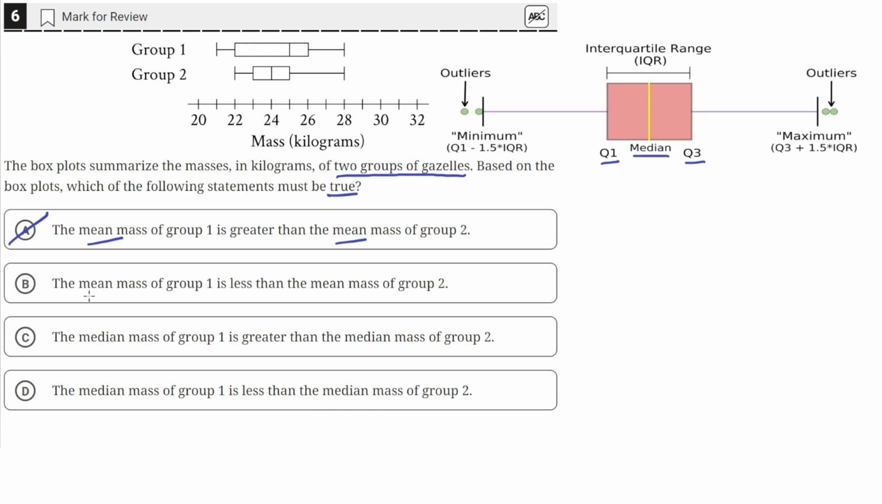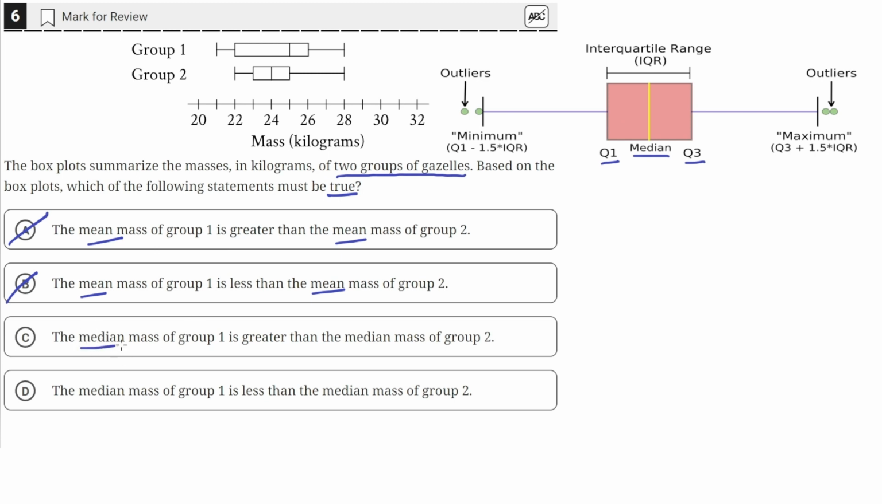Answer choice B says the mean mass of group 1 is less than the mean mass of group 2. Again, answer choice B is using means, and we have no way to find the mean or to tell which one is greater than the other. So answer choice B is incorrect. We can only have information about the median and these other things in the box plot, but the mean is not a statistic that's on the box plot.